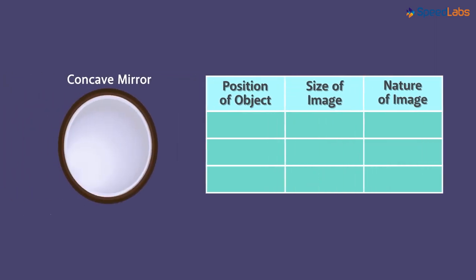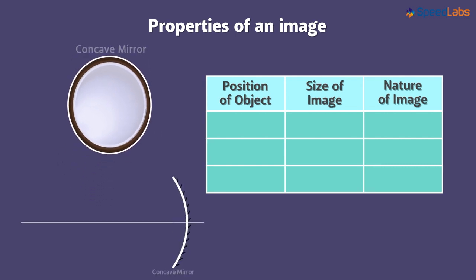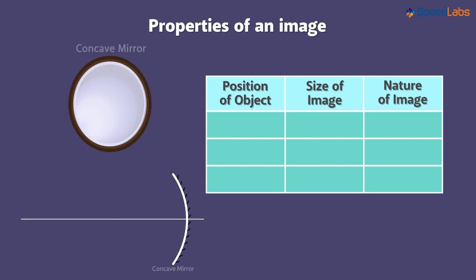So this is our concave mirror. We all know by now that a concave mirror has its reflecting surface curved inwards. So let's try and find out the properties of an image formed by a concave mirror. I will show you 2 views of the mirror, the front view and the side view. The side view is just to show the different positions where the object is kept, as it's difficult to do that using the front view.